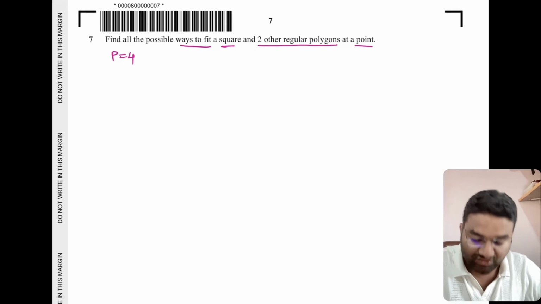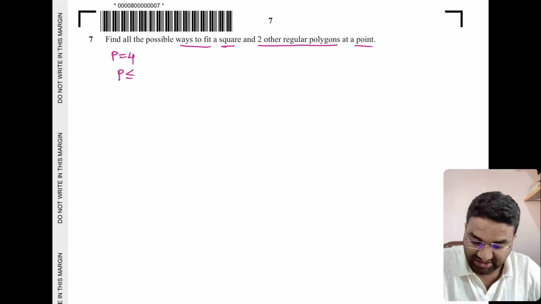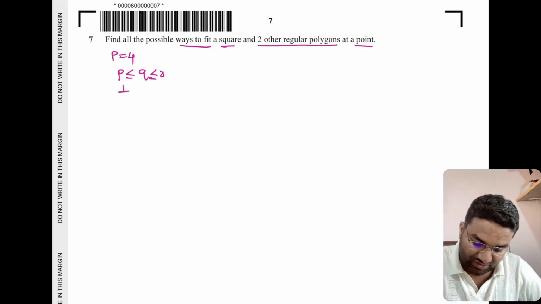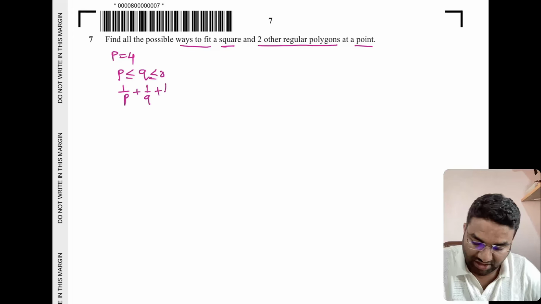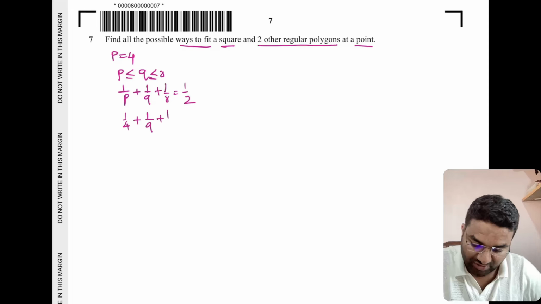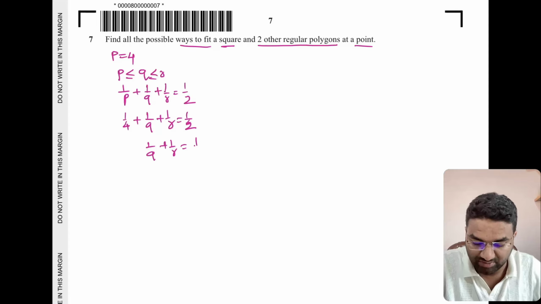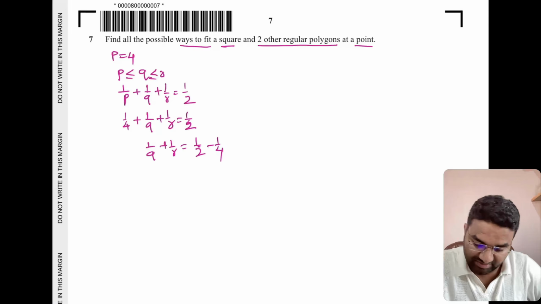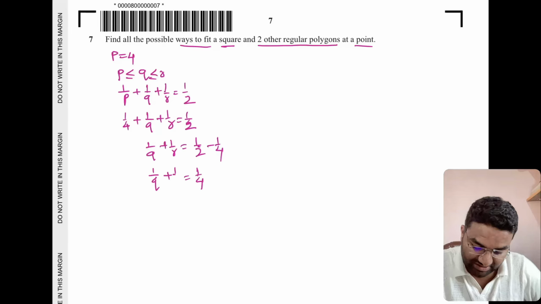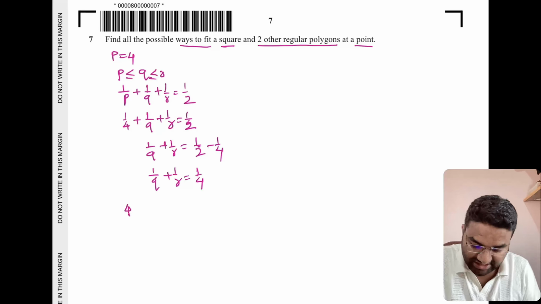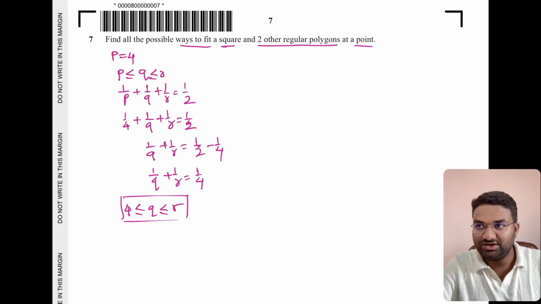And we have a condition given that P must be less than or equal to Q, less than or equal to R, right? So if we apply here 1 upon P plus 1 upon Q plus 1 upon R is equal to 1 upon 2, so 1 upon 4 plus 1 upon q plus 1 upon r is equal to 1 upon 2. If you transfer it to the right hand side, 1 upon q plus 1 upon r will be 1 upon 2 minus 1 upon 4, and this becomes 1 upon 4, isn't it? So the condition here is 4 is less than or equal to q, less than or equal to r.